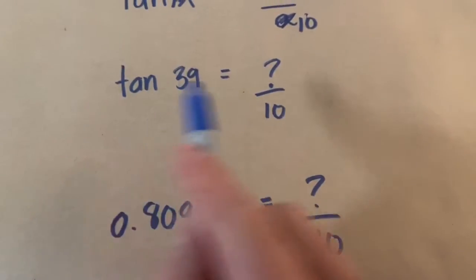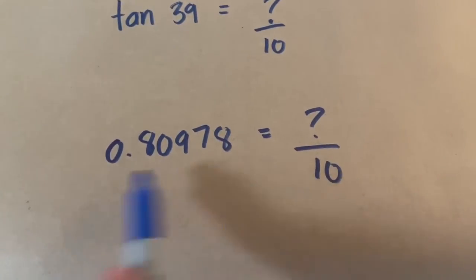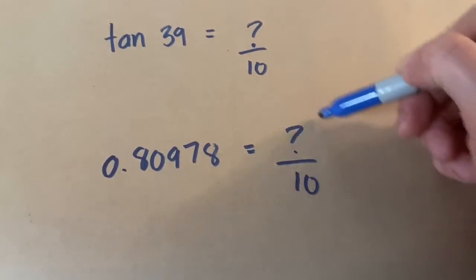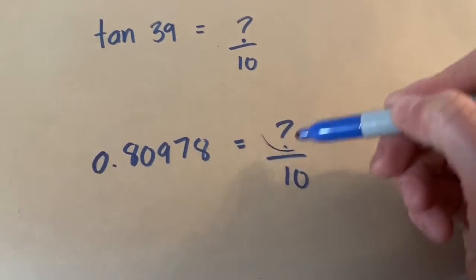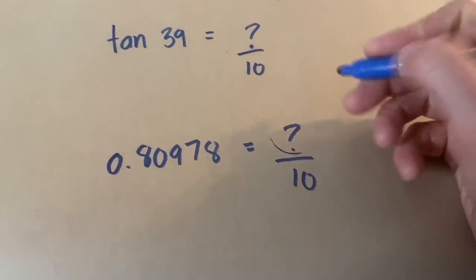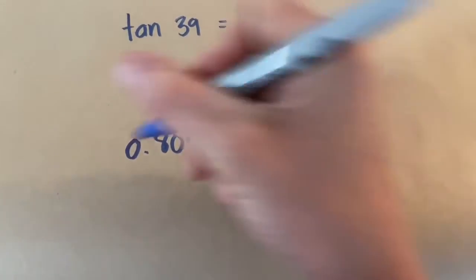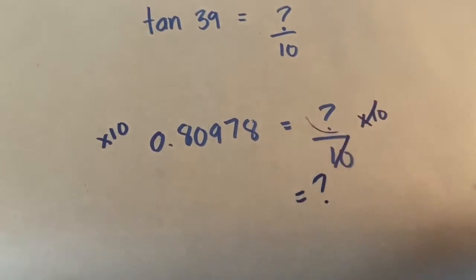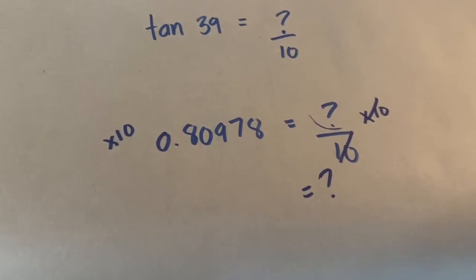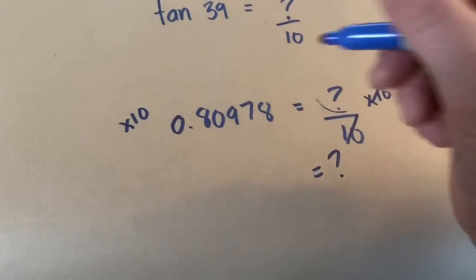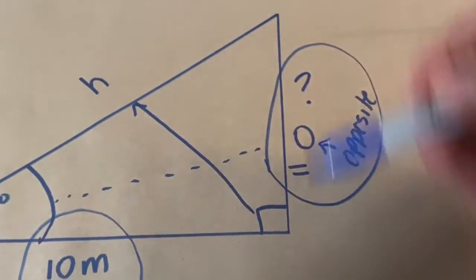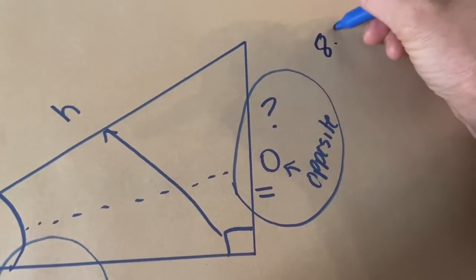So underneath the tan 39, I put down the decimal that the calculator told me was equal to tan of 39. And what I want to do is get the question mark all by itself. I want to find out what that is. So right now I have question mark divided by 10. The opposite of dividing by 10 is to multiply by 10. These would cancel out. So my question mark would be equal to 10 times 0.80978. And that would give me 8.09, which means that this height right here would be 8.09.